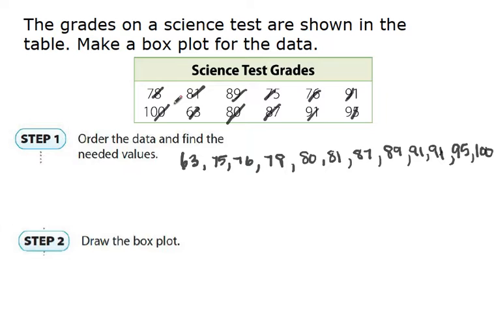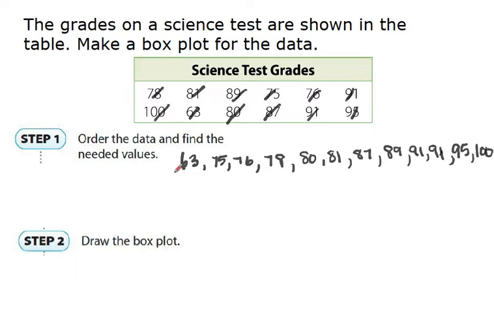Now remember, before I continue with my data, I always check to make sure I have all my data points. So I have 2, 4, 6, 8, 10, 12. I should have 12 data points written here. 1, 2, 3, 4, 5, 6, 7, 8, 9, 10, 11, 12, and I do. So we have to find 5 data points.